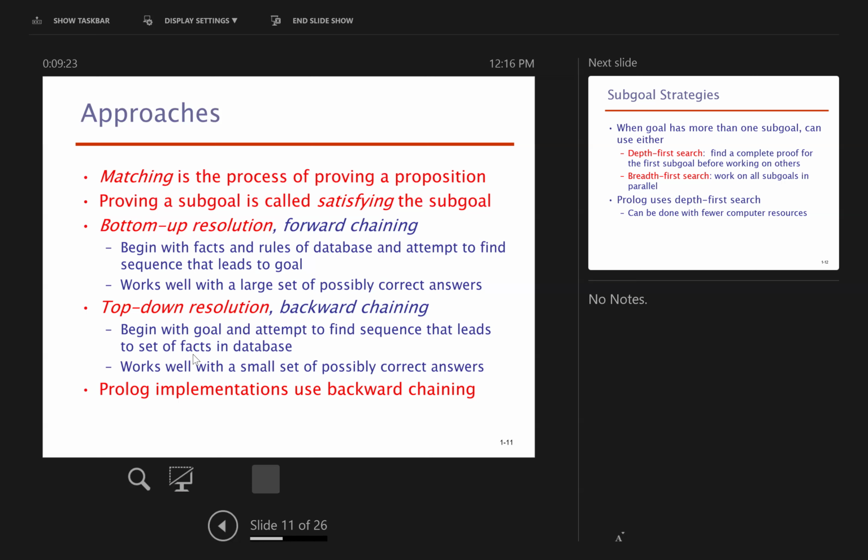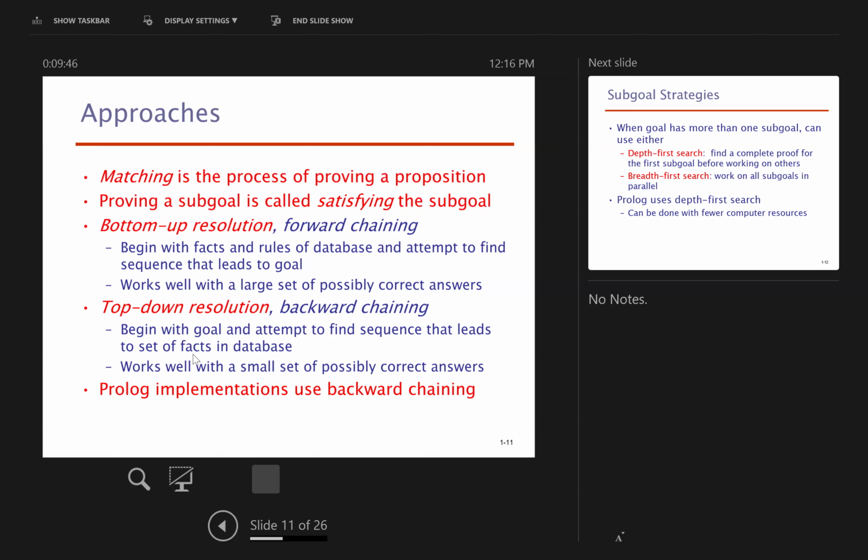Begin with a goal and attempt to find a sequence that will lead to the set of facts in the database system. And they say this works well with a small set of possible correct chains. Now, Prolog uses backward chaining. So again, start with the goal and then see if we may find some sequence.